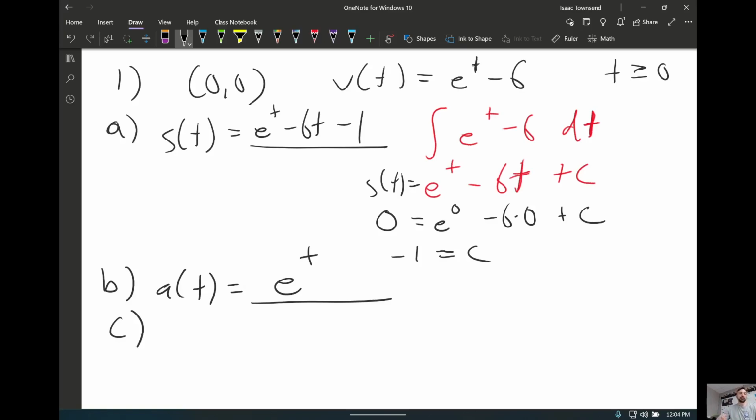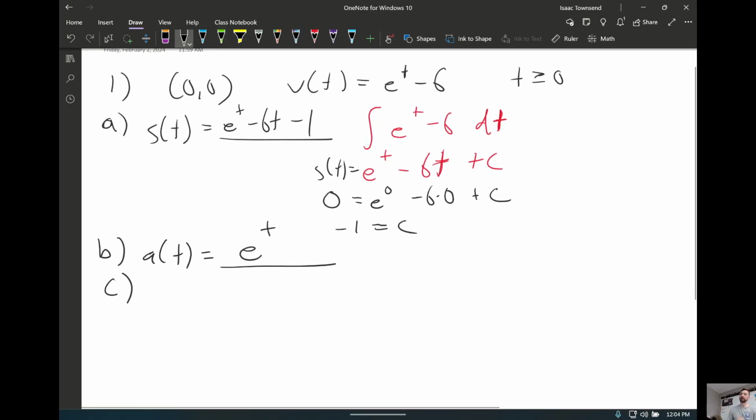So part C, when does the particle change directions? Again, I'm hesitating for about 30 seconds so you can think about it. Just think about what you think the process should be.